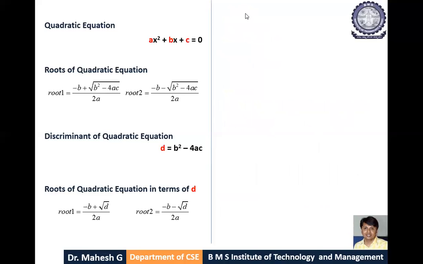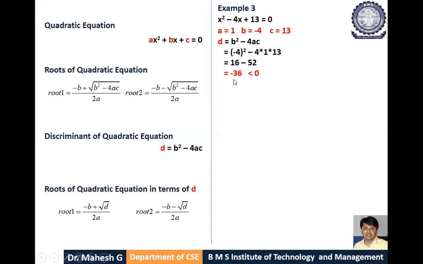Let's consider one last example. Consider the equation x² - 4x + 13 = 0. Here, a = 1, b = -4, c = 13. The discriminant is given by d = b² - 4ac. On substituting the values of a, b, and c, we get the value of the discriminant as -36.